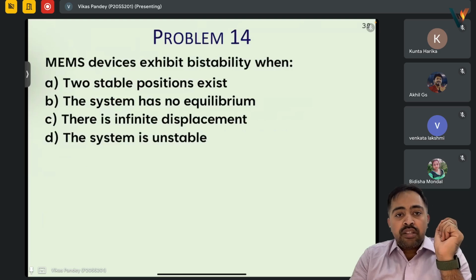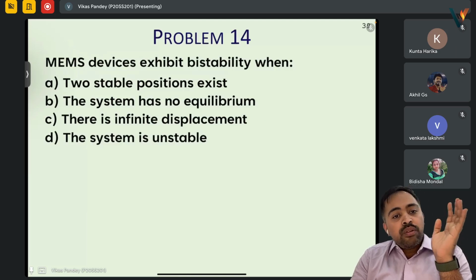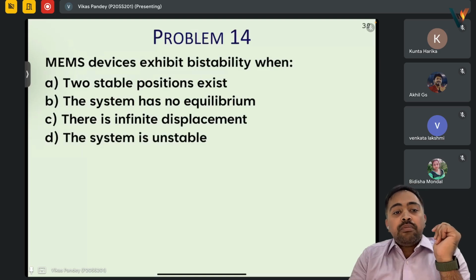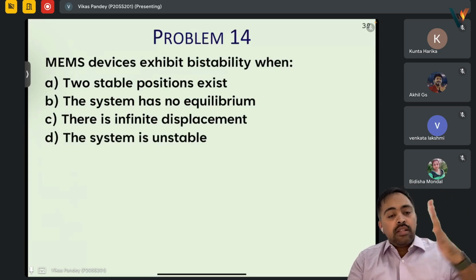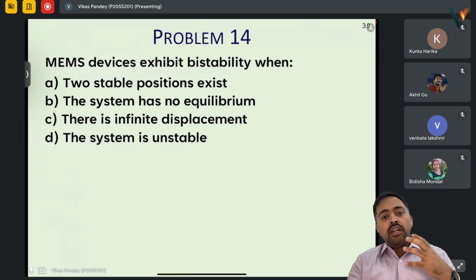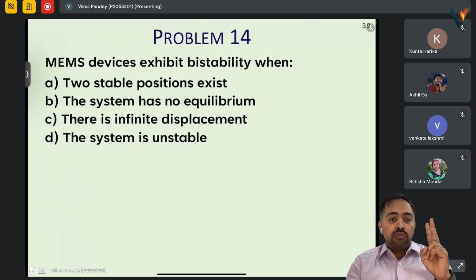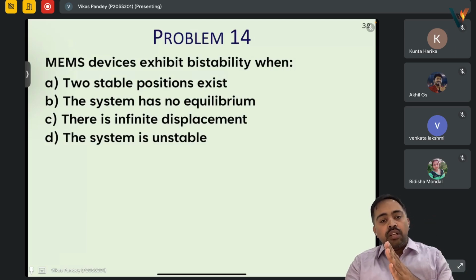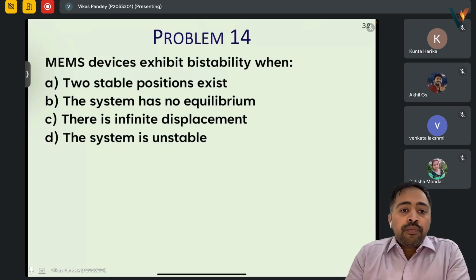MEMS devices exhibit bistability when two stable positions exist, the system has no equilibrium, there is infinite displacement, or the system is unstable. Bistability means there will be two points, like two equilibrium positions. One, it will stop at a fixed point, and then if we increase further, it will again go to the next position. So what will be the correct answer then?